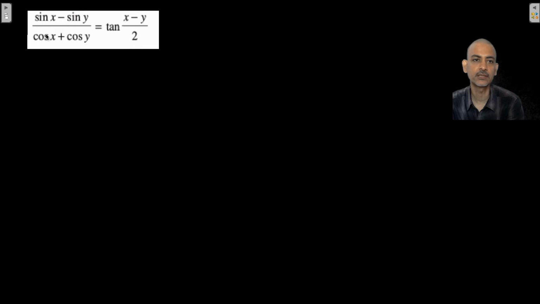Here too you can see that the expression is (sin x minus sin y) divided by (cos x plus cos y). As we were doing in the earlier example, we need to know these formulas. Sin c minus sin d: what would it be?